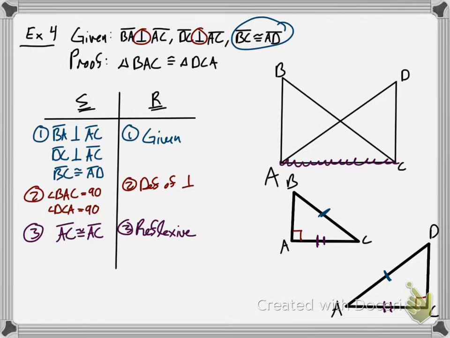And we move into phase 3, where we look for our shortcuts. We look for our 3 things. We do have an angle, a side, and a side. That angle is 90 degrees, so we are able to use HL from our previous lesson. So our fourth and final step, triangle BAC is congruent to triangle DCA because of our shortcut HL.